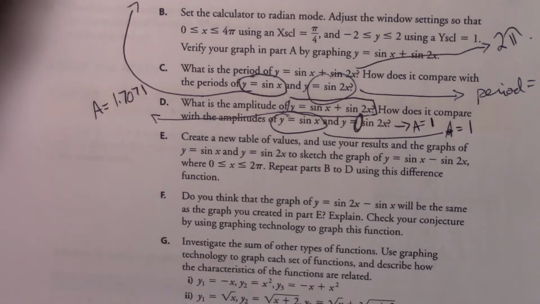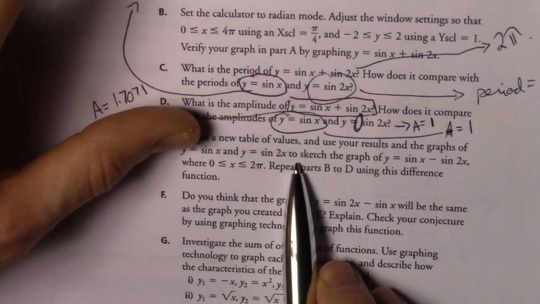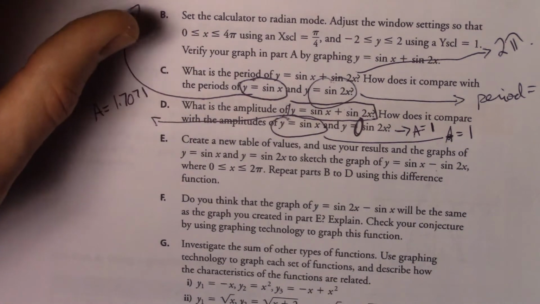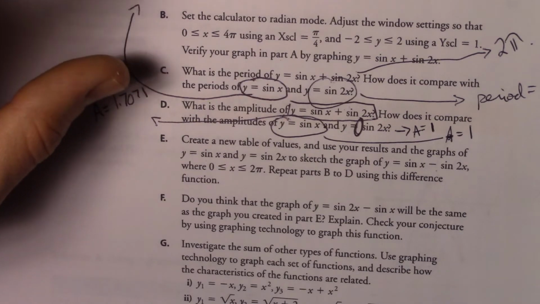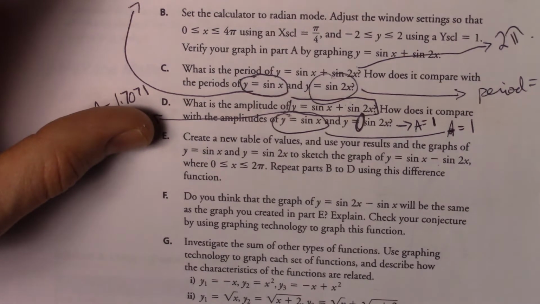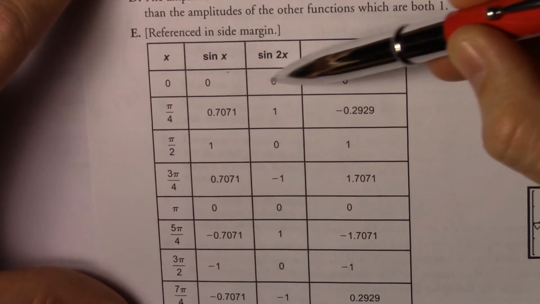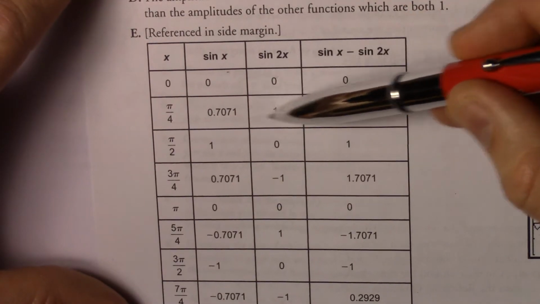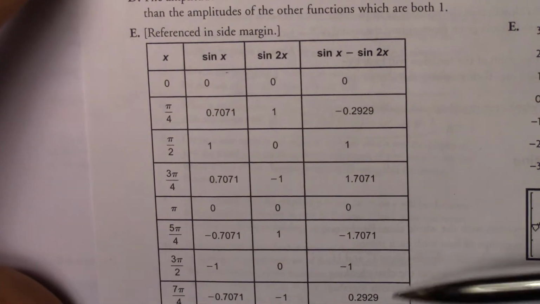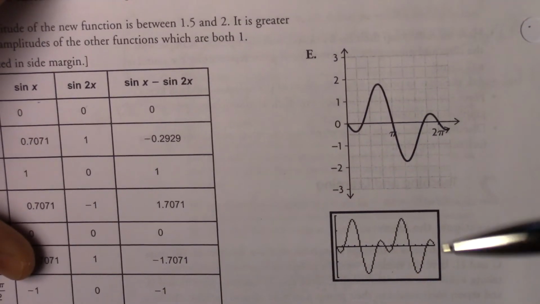E says create a new table of values and use your results of the graphs of y equals sine x and y equals sine 2x to sketch the graph. So this time we're subtracting them: sine x minus sine 2x. Repeat B and D using this difference. So we're going to go through that same process, but this time by subtraction. We get the same table of values, but this time we subtract them. So we come up with our y values for our new function. We graph it and it now looks like this.